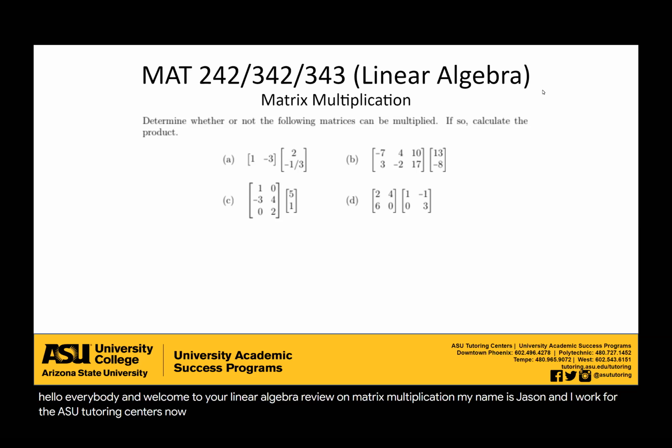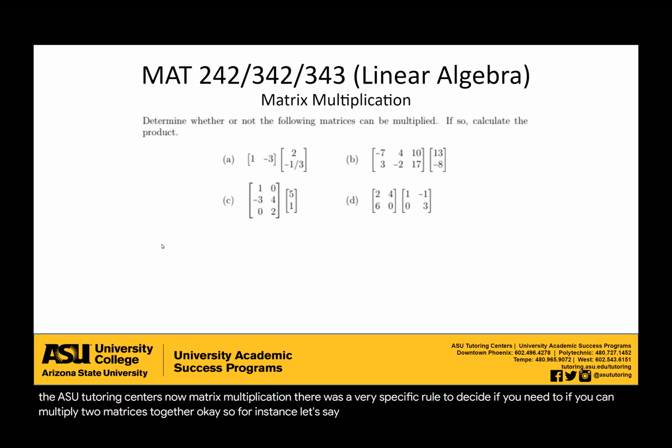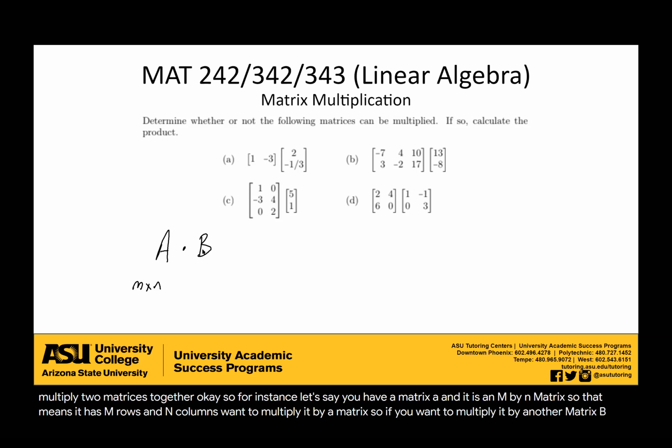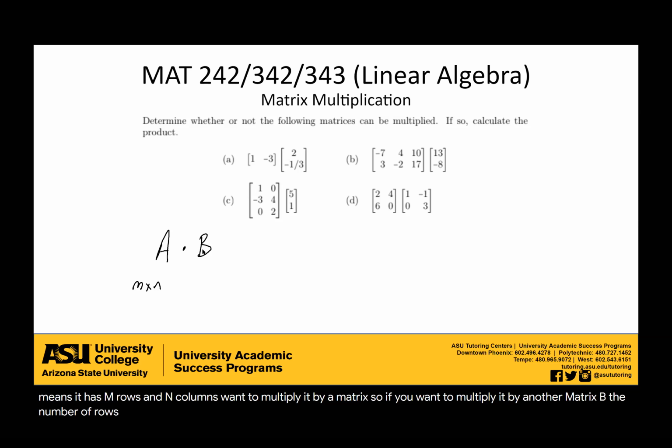Now, matrix multiplication, there's a very specific rule to decide if you can multiply two matrices together. For instance, let's say you have a matrix A, and it is an m by n matrix. That means it has m rows and n columns. If you want to multiply it by another matrix B, the number of rows that B needs to have is also n. So B, for instance, can be some n by p matrix. P is just some other number.